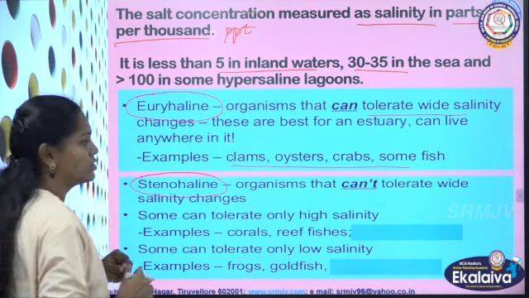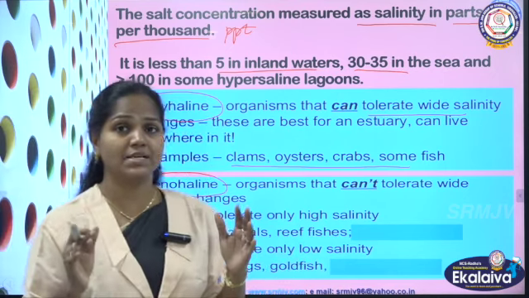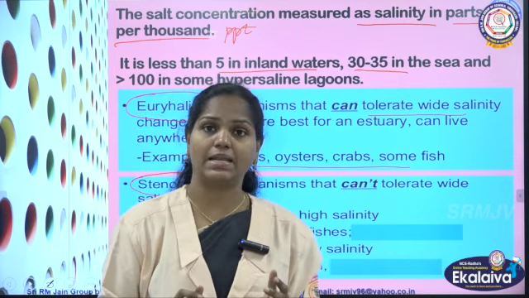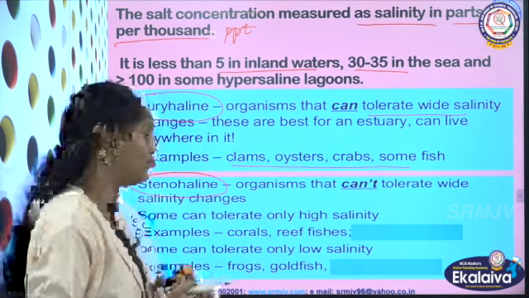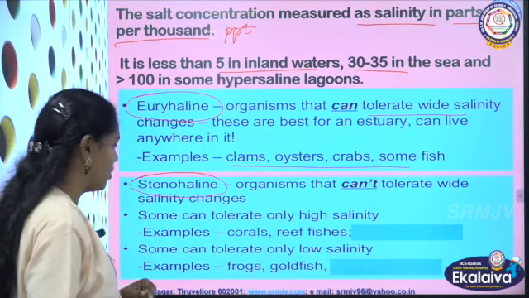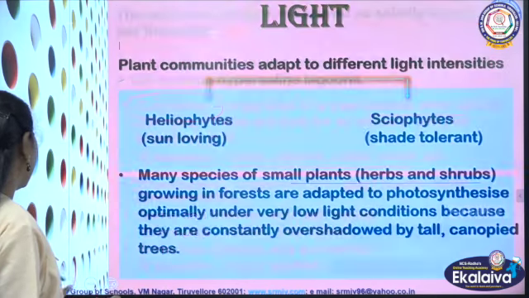And stenohaline animals are organisms that can't tolerate a wide range, in the sense they are confined only to a narrow range of salinity. Those kinds of organisms we call stenohaline organisms. So this is about the salinity.